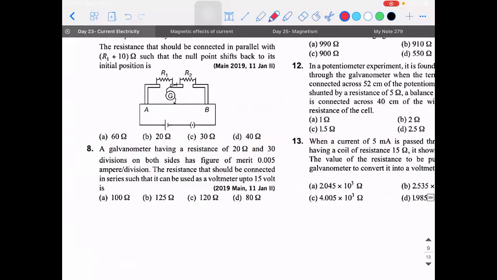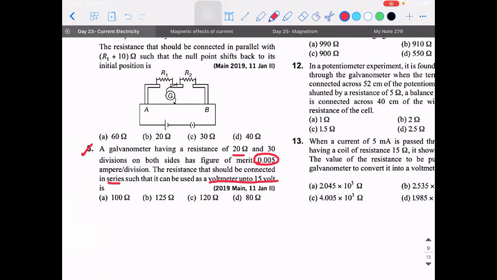Another galvanometer based problem. Let's do this. There is a galvanometer having a resistance of 20 ohm and 30 divisions on both sides, has a figure of merit of 0.005 ampere per division. Okay, so if it is division per ampere, that is current sensitivity; ampere per division is figure of merit. The resistance that should be connected in series such that it can be used as a voltmeter up to 15 volt is how much?